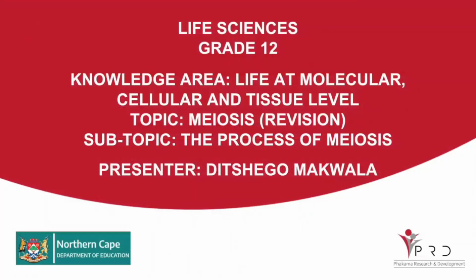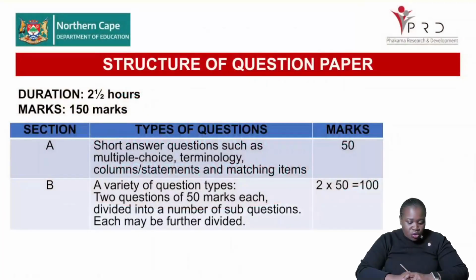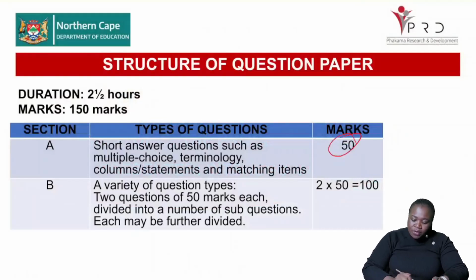Right, so since this is your revision for your June examination, we are also just going to have a quick look at our question paper structure. So this is how the question paper will be structured. It is a paper out of 150 marks with section A and section B. For section A, we have 50 marks for our short questions. So here we will be looking at your multiple choice questions, terminologies, as well as the matching items question.